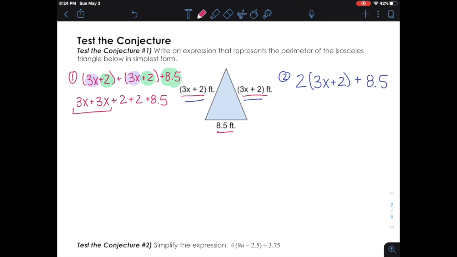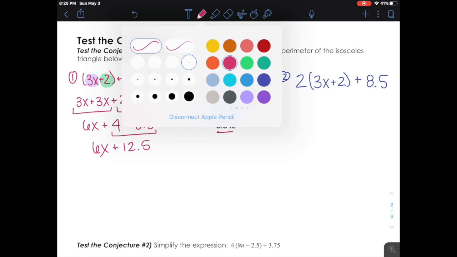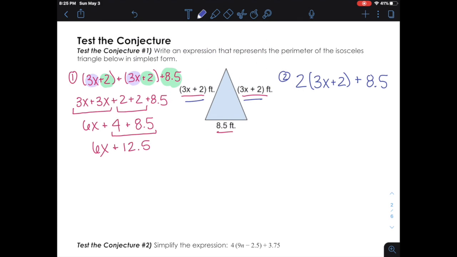And if I simplify this even further, I can combine these terms. So 3x plus 3x, well 3 plus 3 is 6. So we have 6x, okay? Then we have 2 plus 2, which we know is 4, and then we're still going to have to add 8.5. I still have some like terms, these constants here, so I have to add 4 plus 8.5, and that gives us 12.5. And we bring down our 6x. So we've got 6x plus 12.5 is the simplest term there.